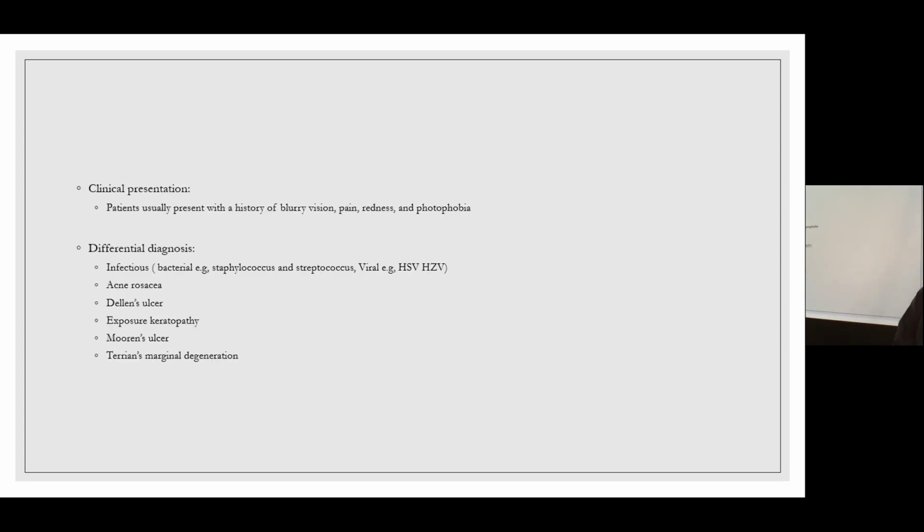Clinical presentation is mainly like the presentation of our patient. A patient reports blurry vision, pain, redness, and photophobia. And whenever you say PUK, you should have a differential, as we had in our case, thinking, is this infectious? Is this acne rosacea or Wegener's or exposure keratopathy or Mooren's or Terrien's marginal degeneration?